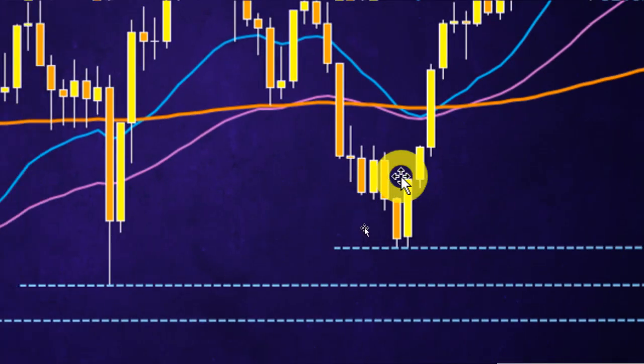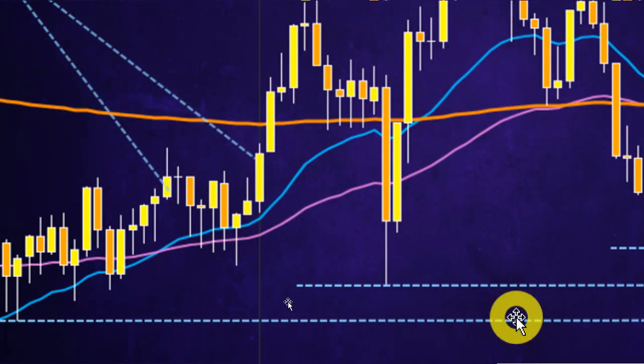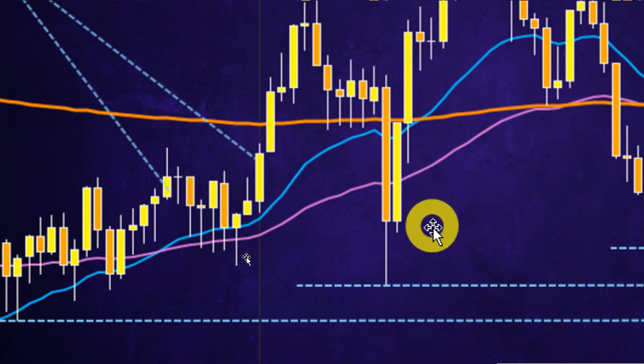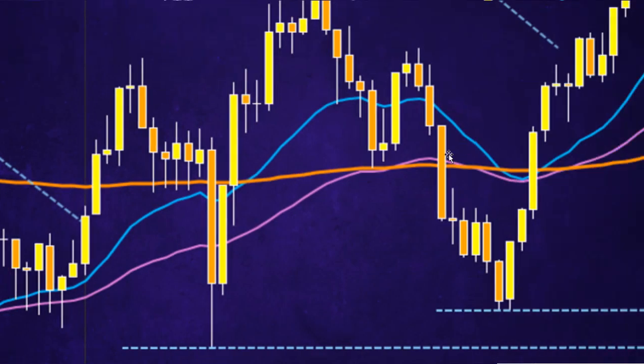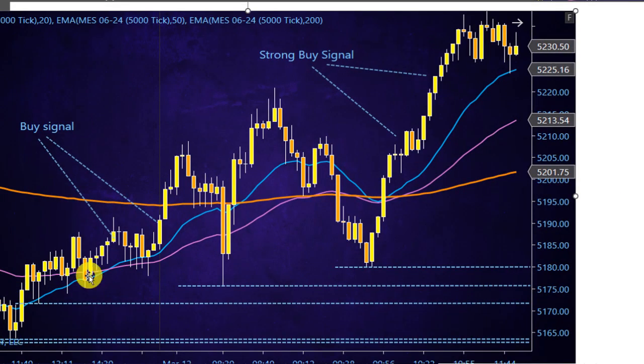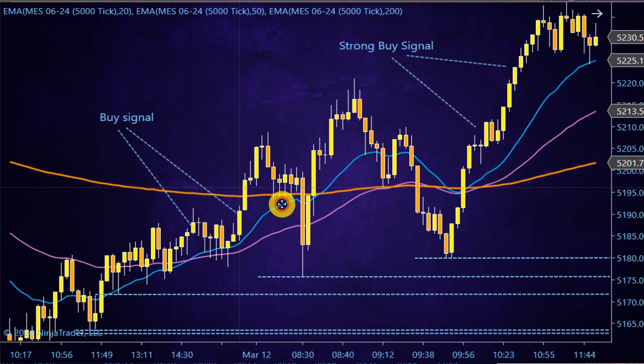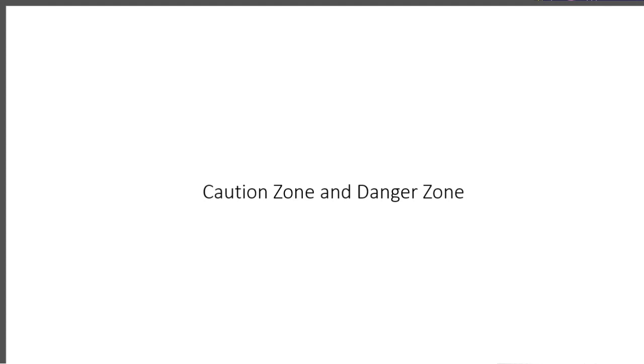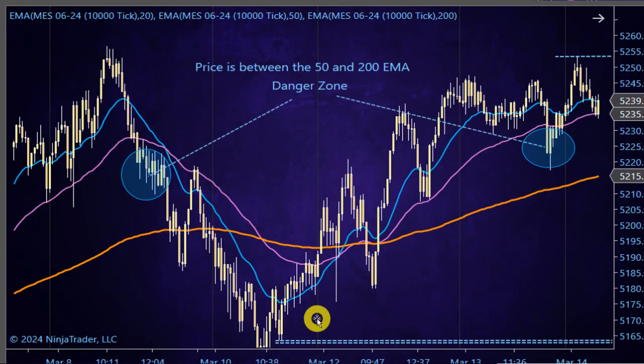You would have avoided shorting here if you had other reasons on other time charts to avoid this, especially if it's at a daily support level or an hourly support level or a Fibonacci level where it's time to reverse. Okay, so again, not every strategy is 100% perfect, but you try to find a strategy that has a high win rate. Caution zones, danger zones, okay?